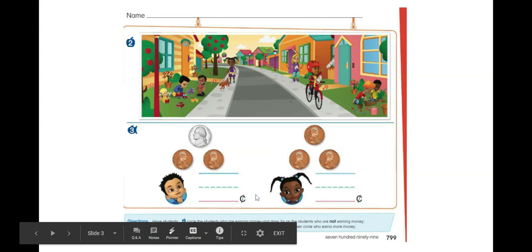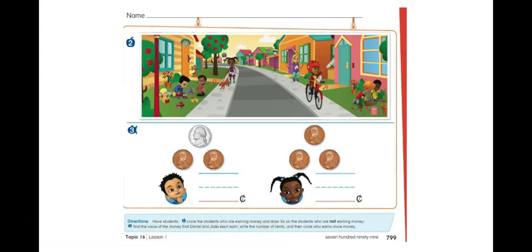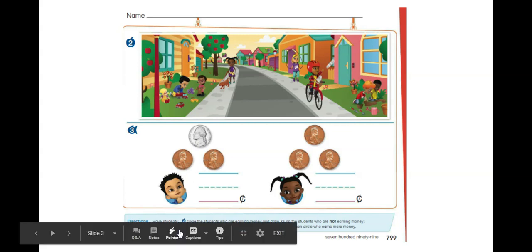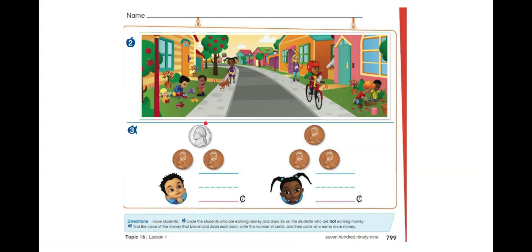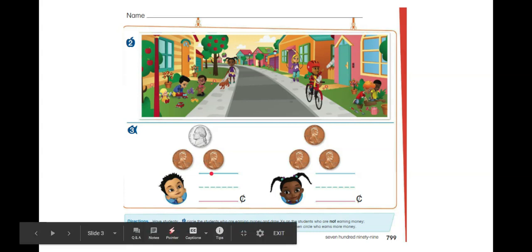So you're going to first find the value of these coins here. And remember, we already learned about coins, but let's review. Daniel has a nickel, which is 5 cents. And then he has 2 pennies, and each penny is 1 cent. So if we know that we have 5 cents right here, and then we have another penny, 1 cent here, we start with 5, 6, and 7. 7 cents altogether for Daniel. You can write 7 here on your paper, in your book.